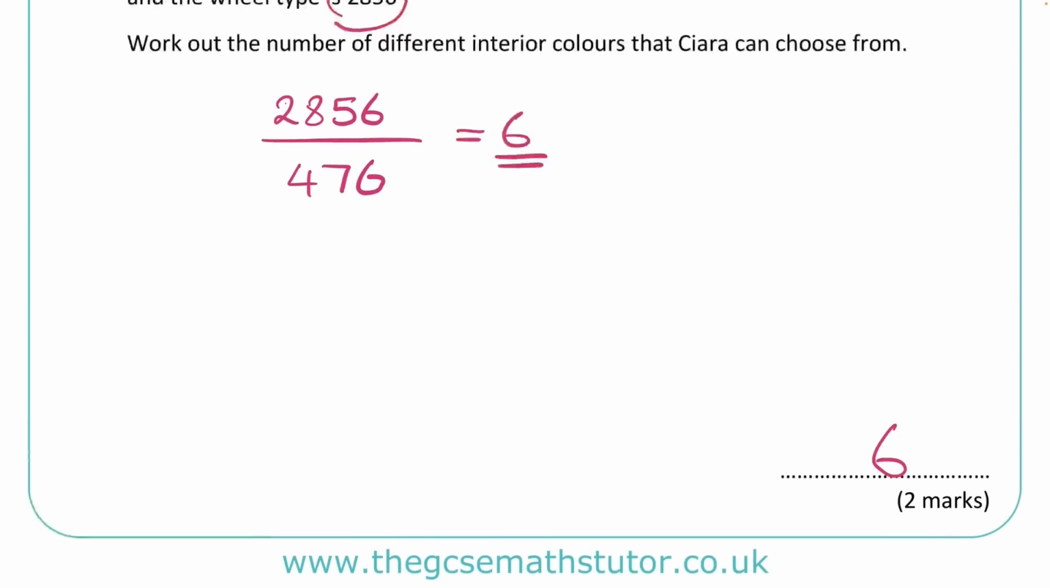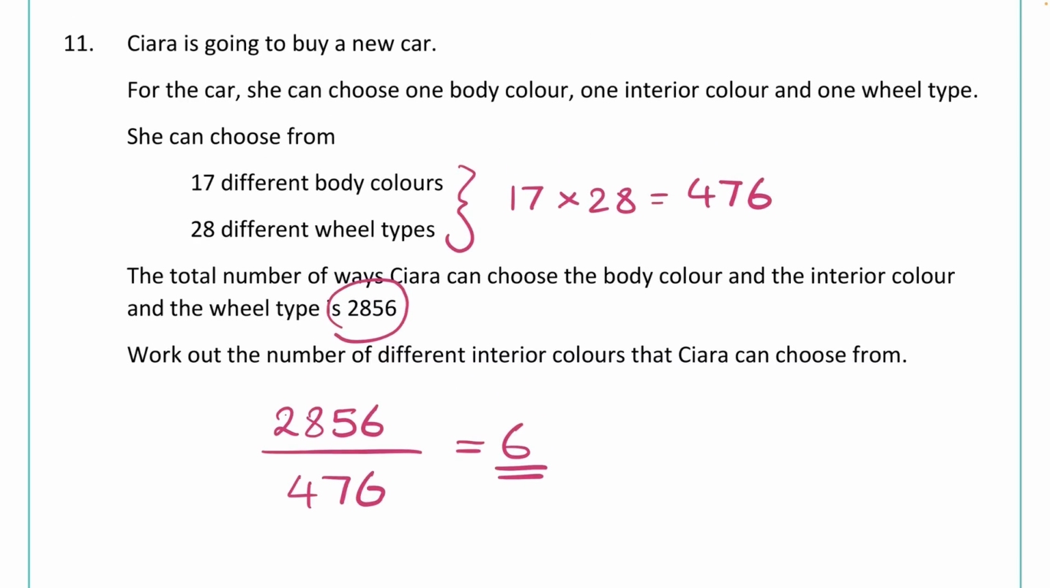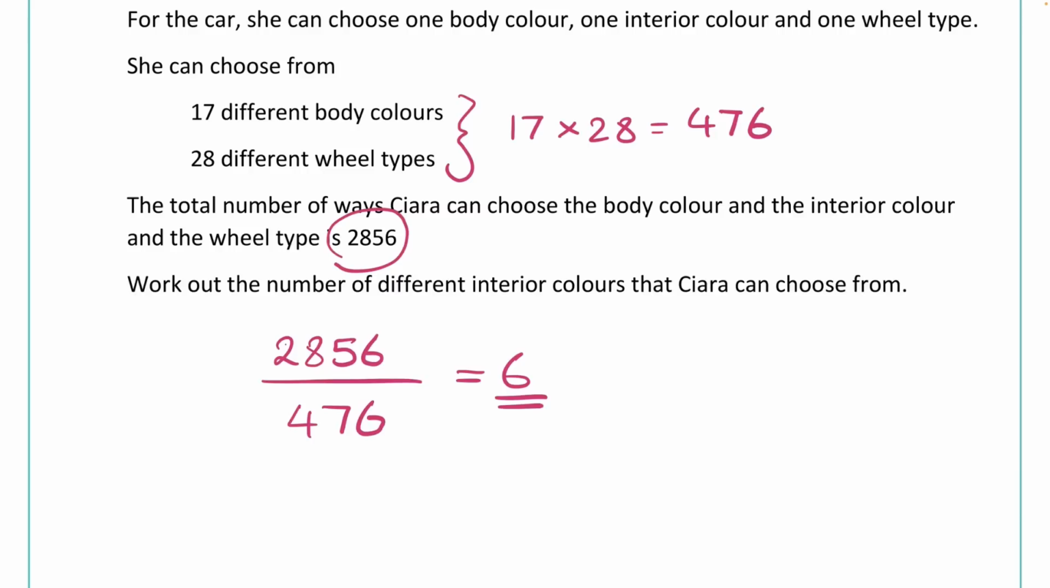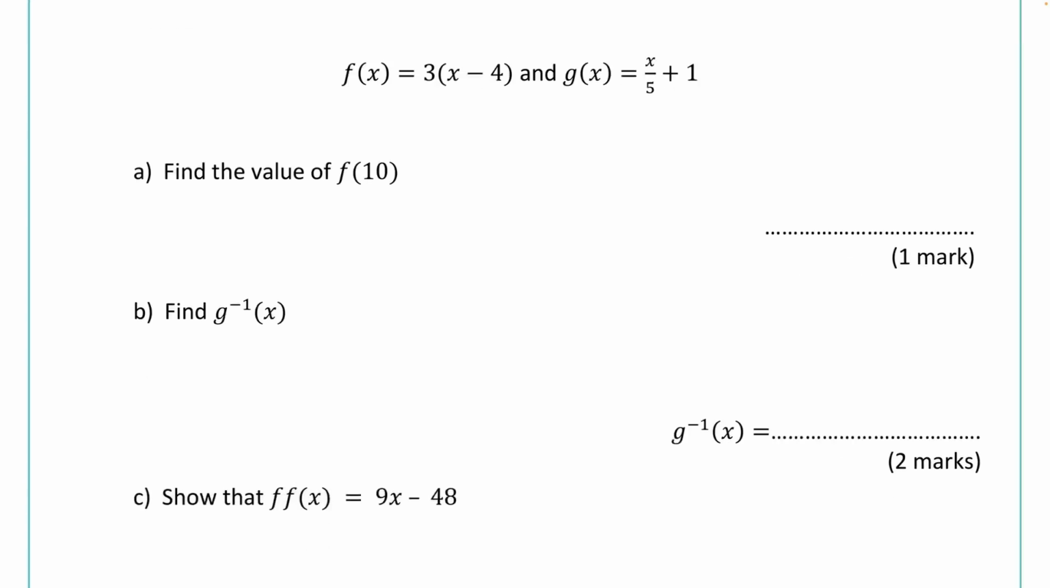Our answer was 6 for that one, and that's just the product rule for counting, and just recognising when it is a product rule question and we're looking at all these different combinations and trying to find out how many options there would be, or in this case, trying to find out from the amount of options what there would be for just one of those individual things, and in this one it was the interior colours within that car.